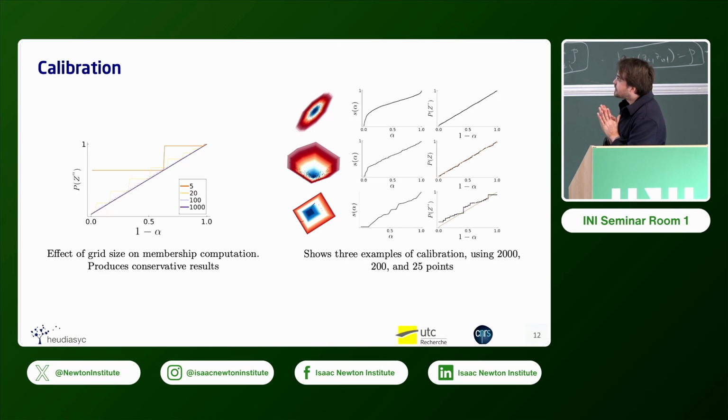Just to show you that it's conservative, on the left, I'm showing you the same calculation, but for different discretization levels. And essentially, all of the sets have this conformal guarantee. And on the right is just showing you this process for just 3 examples of some data.